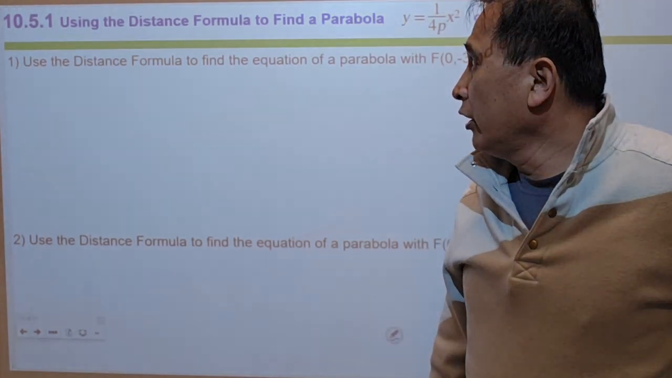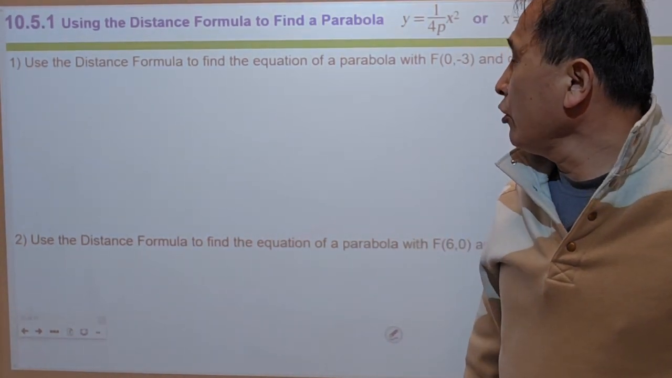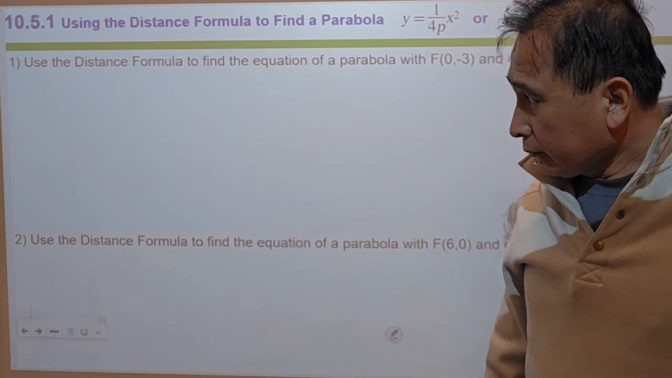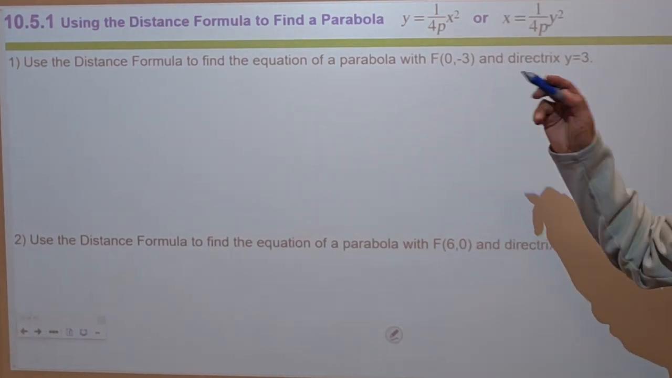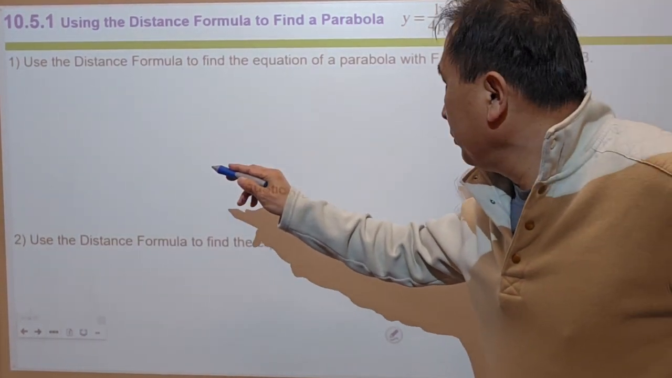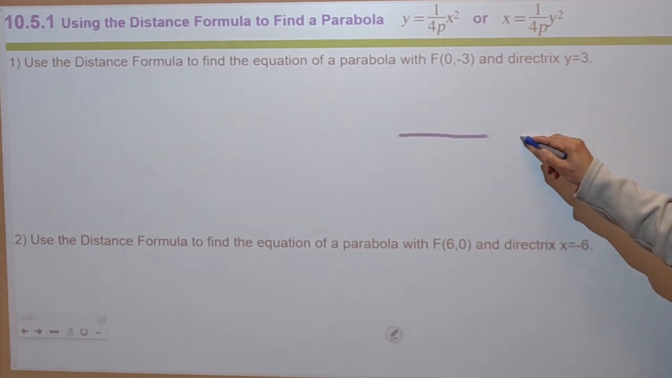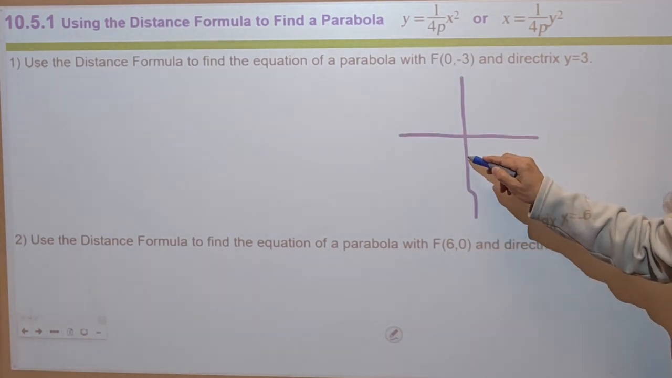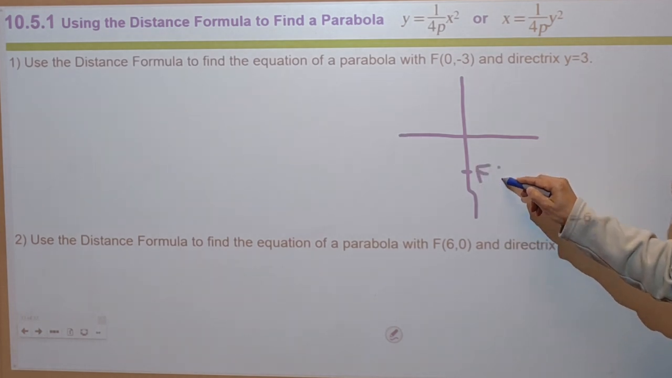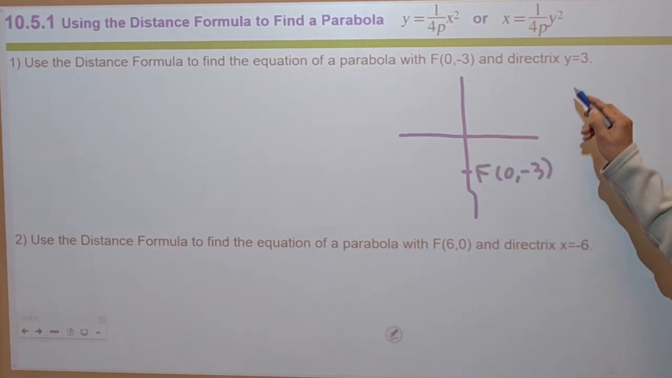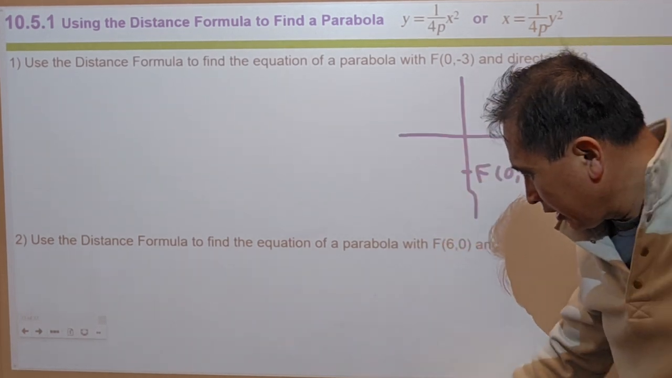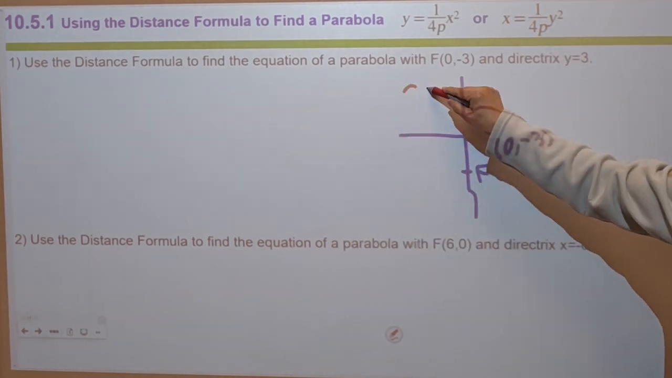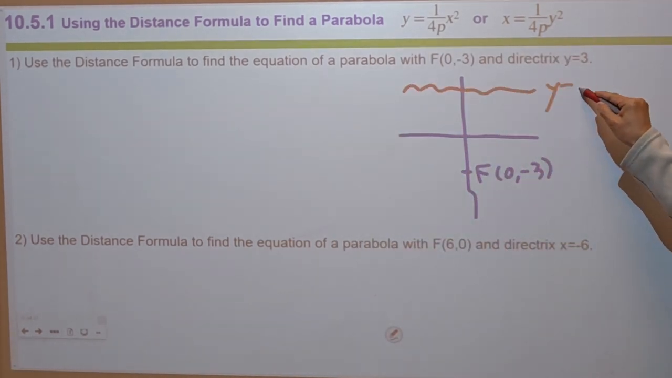Hi, today we are going to learn how to find the equation of a parabola. First, let's draw a focus at (0, -3). So here, the focus is (0, -3). And then y equals 3 is the directrix. So y equals 3 right there.